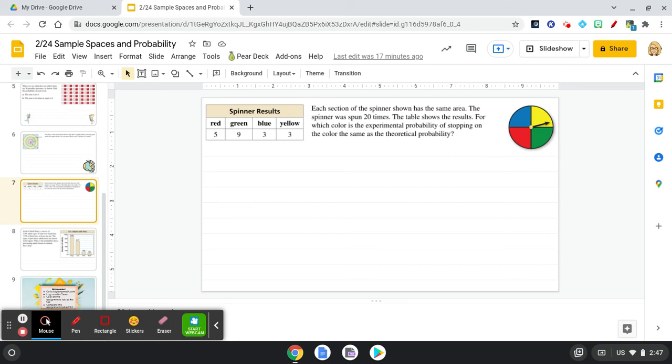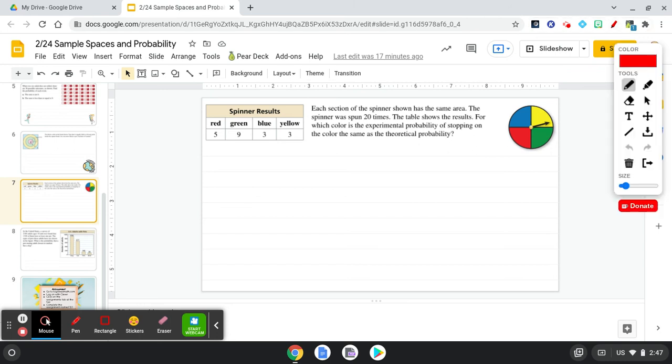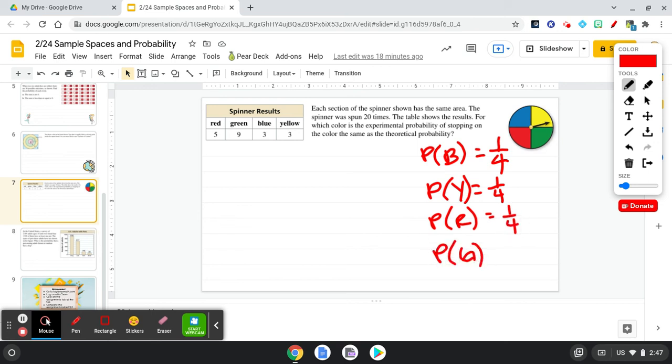So let's just talk about the theoretical probability real quick. Assuming that the spinner is fair and has an equal chance of stopping on each color, the probability of blue is 1/4 of the circle. Therefore, the probability is also 1/4. The probability of yellow is 1/4. The probability of red is 1/4. And the probability of green is 1/4.